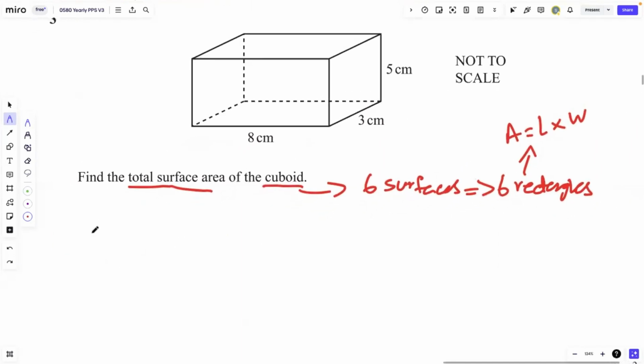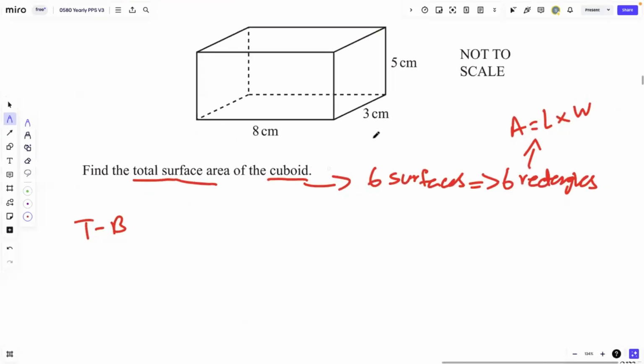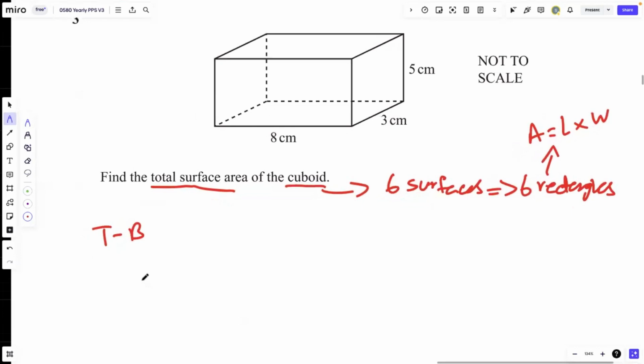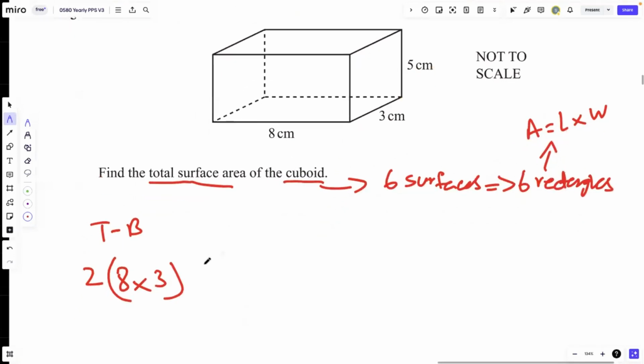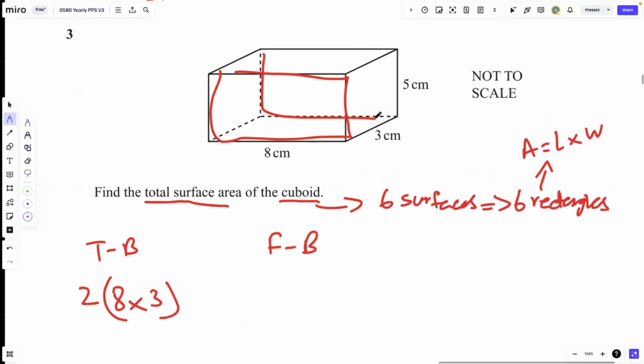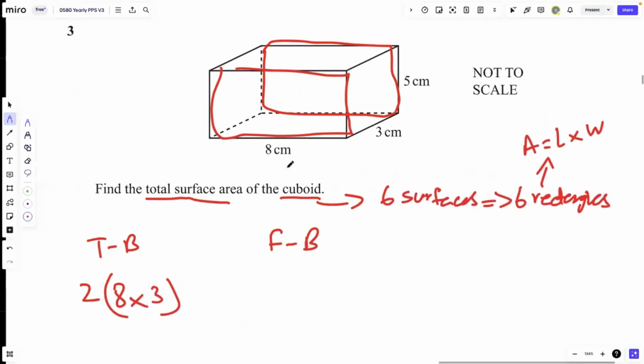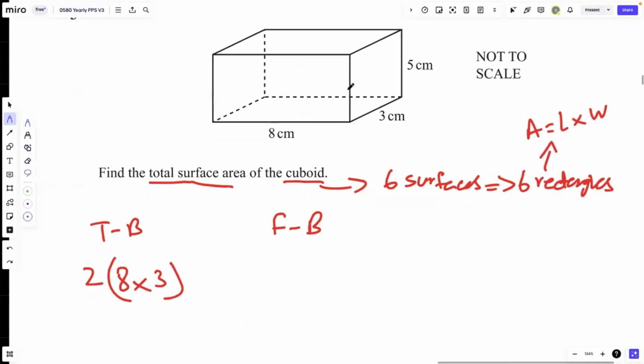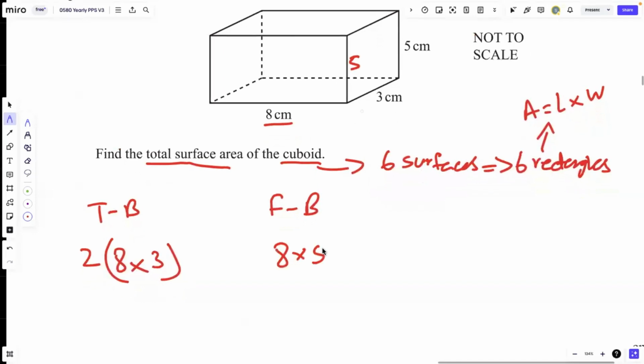So let's say if you're taking the top and base. So top and base will go. So it's going to be, the base is a rectangle that's going to be 8 into 3. And 2 times of that because we have the same scenario at the top as well. And then you can take the front and the back. This side, this is the front, and the back would actually be this one. So this is 8 and this should be 5. So we have 8 multiplied by 5 times 2 because there are 2 surfaces of the same.